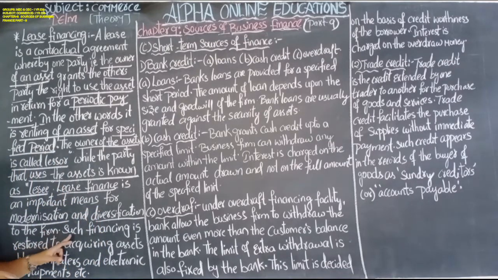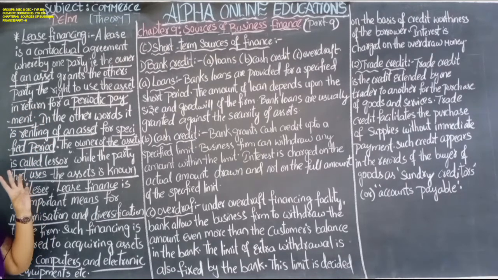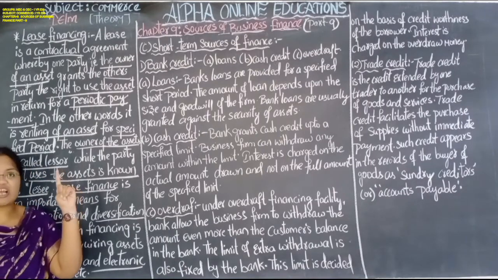Such financing is resorted to for acquiring assets like computers and electronic equipment. Generally these agreements are made in order to get assets such as computers, other electronic equipment, and plant and machinery. Sometimes buildings or even a business are also taken on lease. So this is about lease financing. You have to remember 4 points here. One, lease is a contractual agreement.